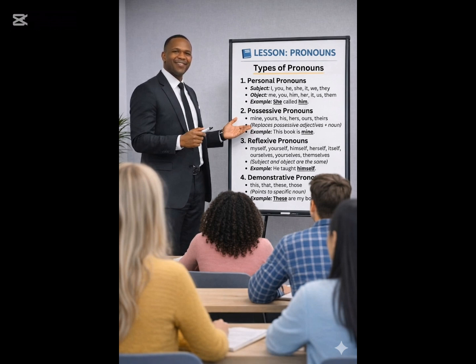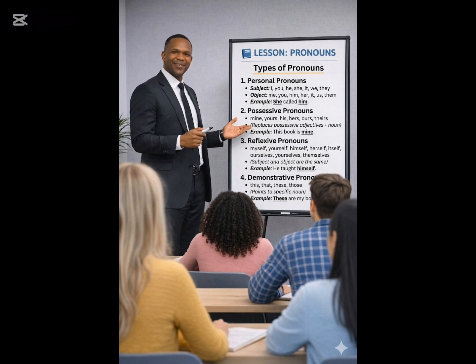First, we have personal pronouns. Personal pronouns are used to refer to people or things. We split these into 2 groups depending on where they sit in a sentence. There are subject pronouns, which function as the subject. Those are I, you, he, she, it, we, you, they. And object pronouns, which function as object. Those are me, you, him, her, it, us, them.